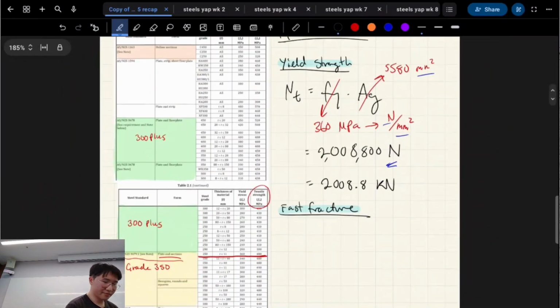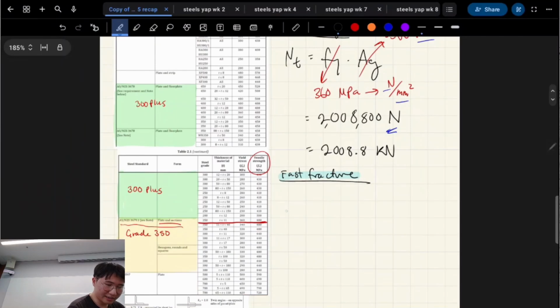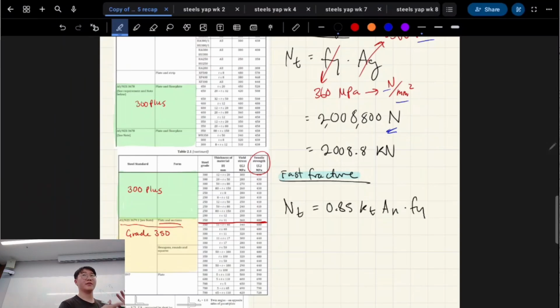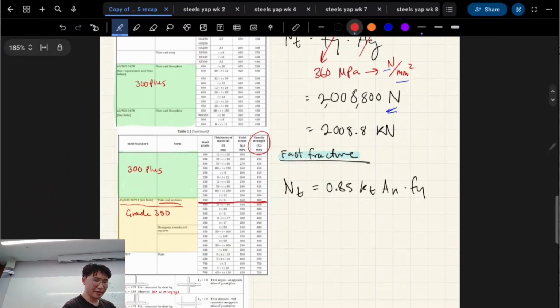Okay, fast fracture. This is just a different failure mode in tension. It has a different equation. KT is a correction factor. I'll come back to that. AN is your net area after removing the bolt hole area, right? And then FU, sorry, that's not FY, that's FU. This is 480, so it's a high number, right?